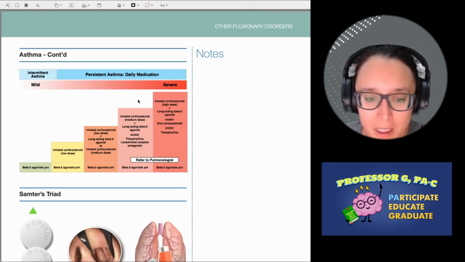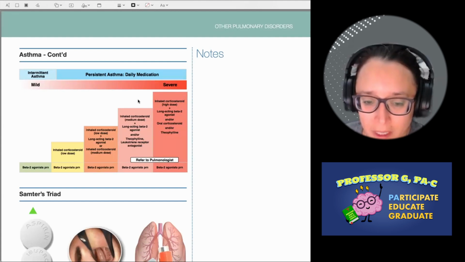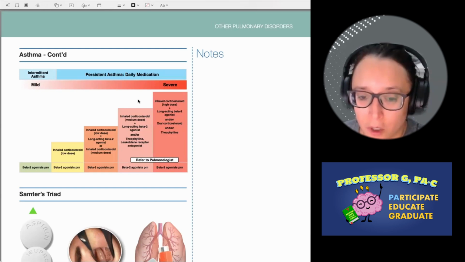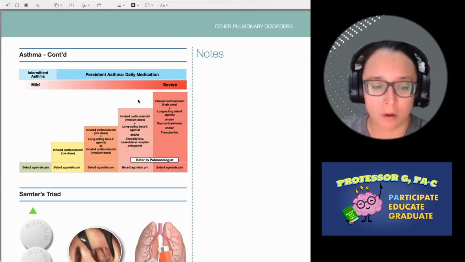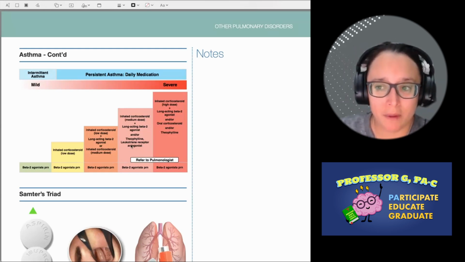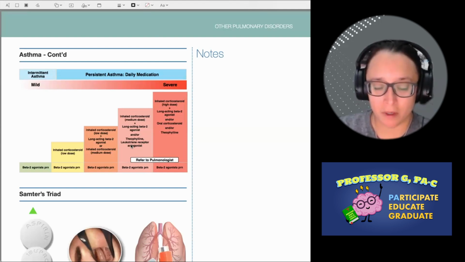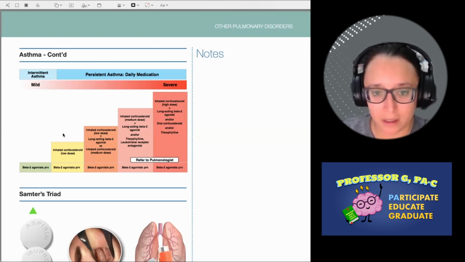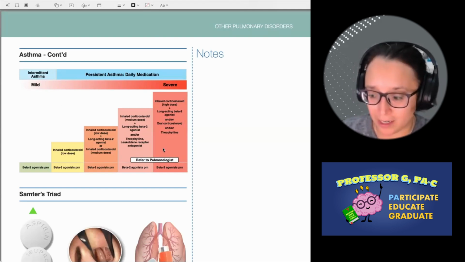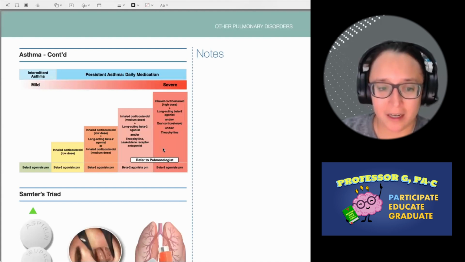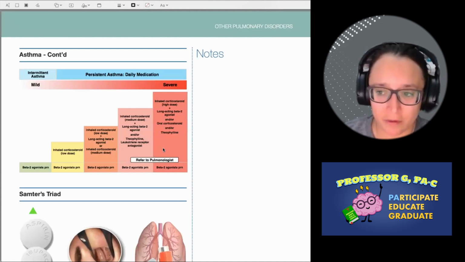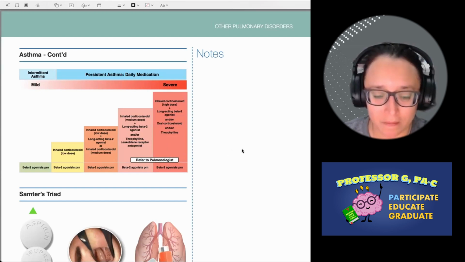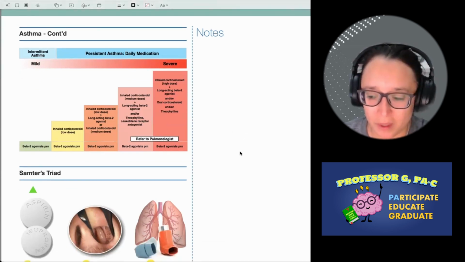For me, I'm not going to test you on GINA versus NAEPP from a treatment standpoint, because I'm not sure exactly what they're going to test you on for your PANCE exam. So I think you can understand and be aware that there are different approaches. This is kind of the more classic approach. The GINA 2023 has now changed it to basically ICS-formoterol across the board, except when you get into the highest risk. Are we good with that?